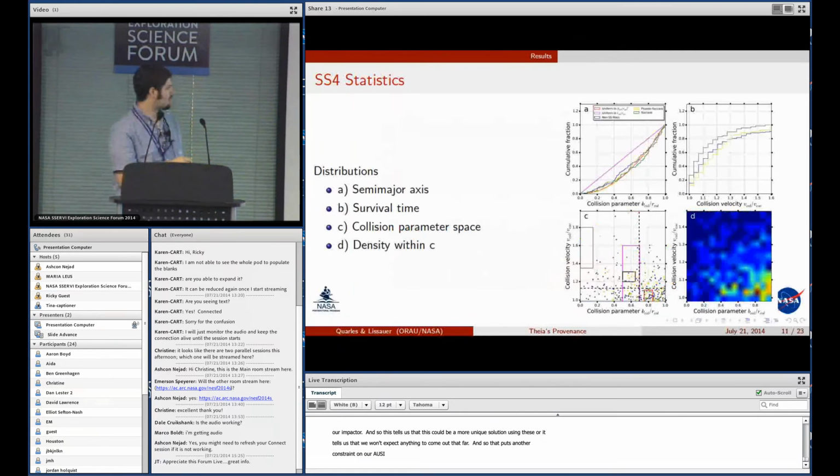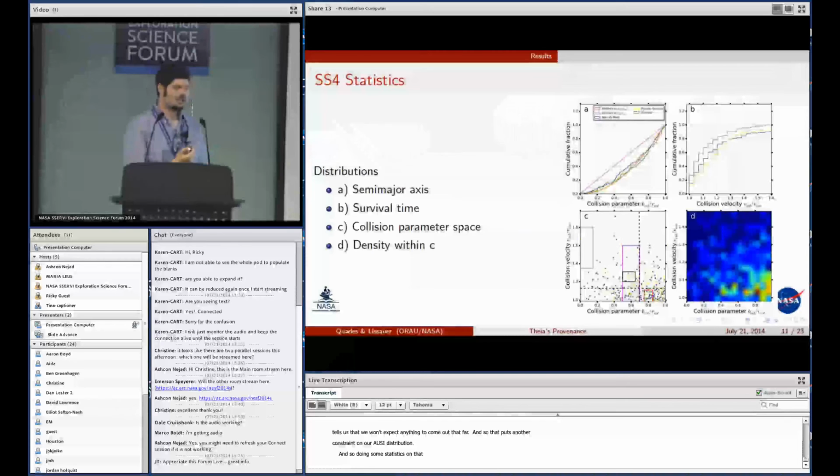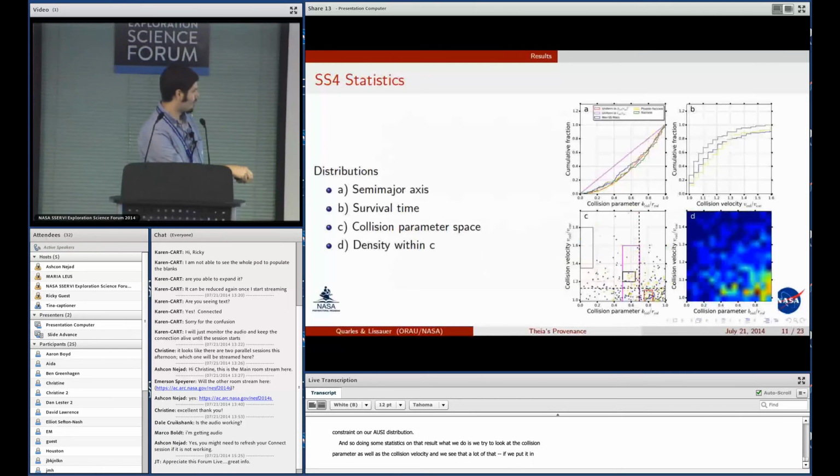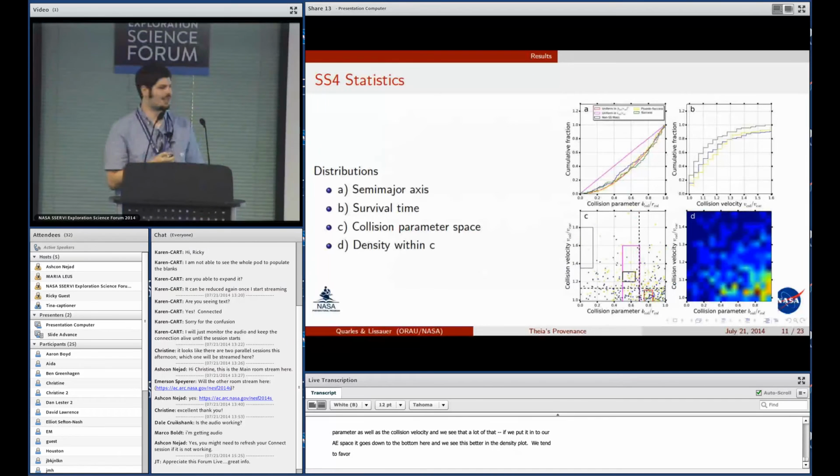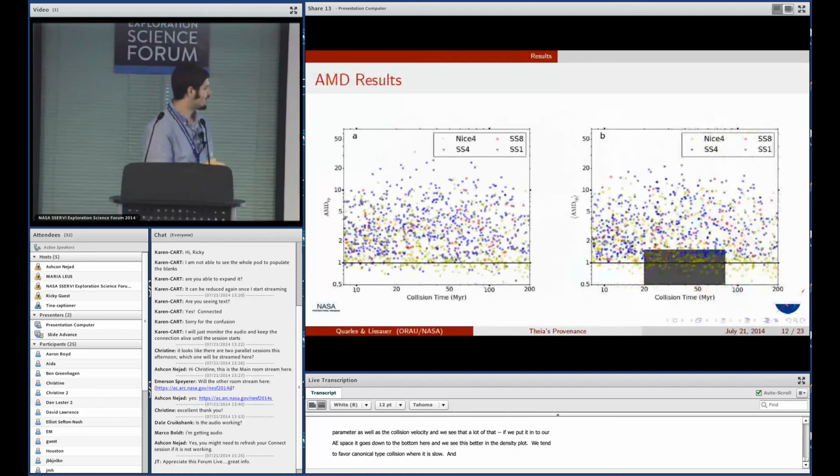And so doing some statistics on that result, what we do is we try to look at the collision parameter as well as the collision velocity, and we see that a lot of that, if we put it into our AE space, goes down to the bottom here, and then we see this better in the density plot. That we tend to favor a canonical type collision where it's slow and it's a very oblique angle.